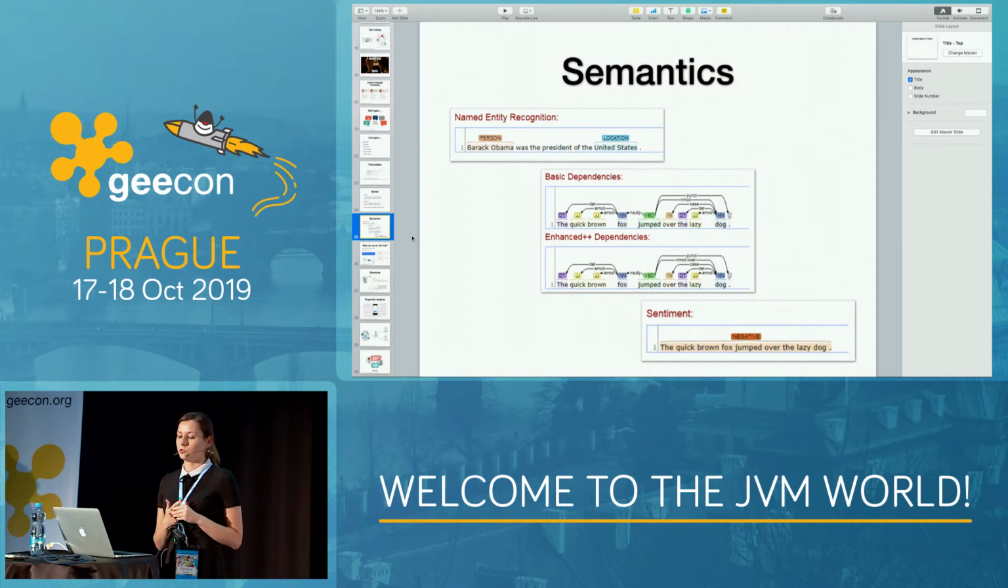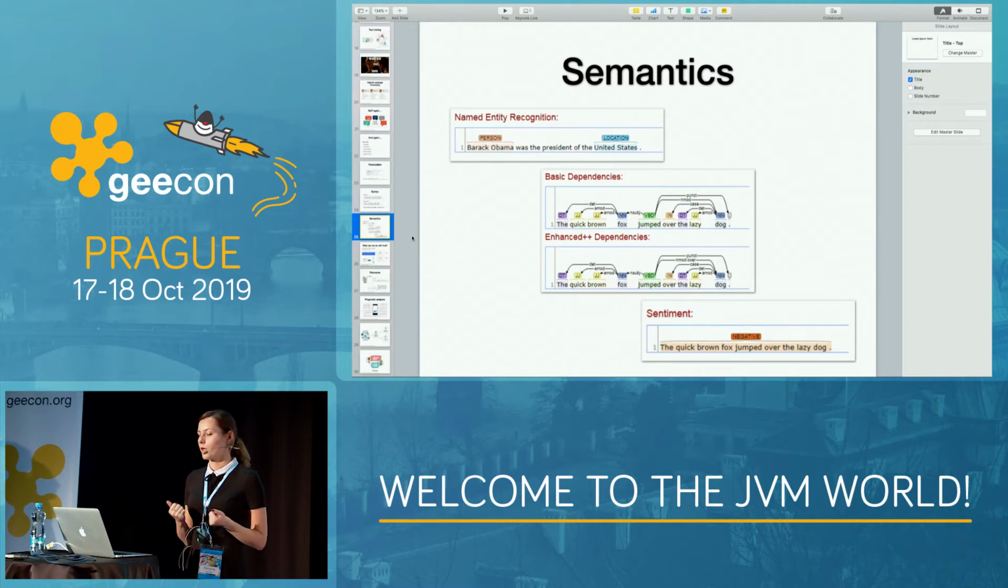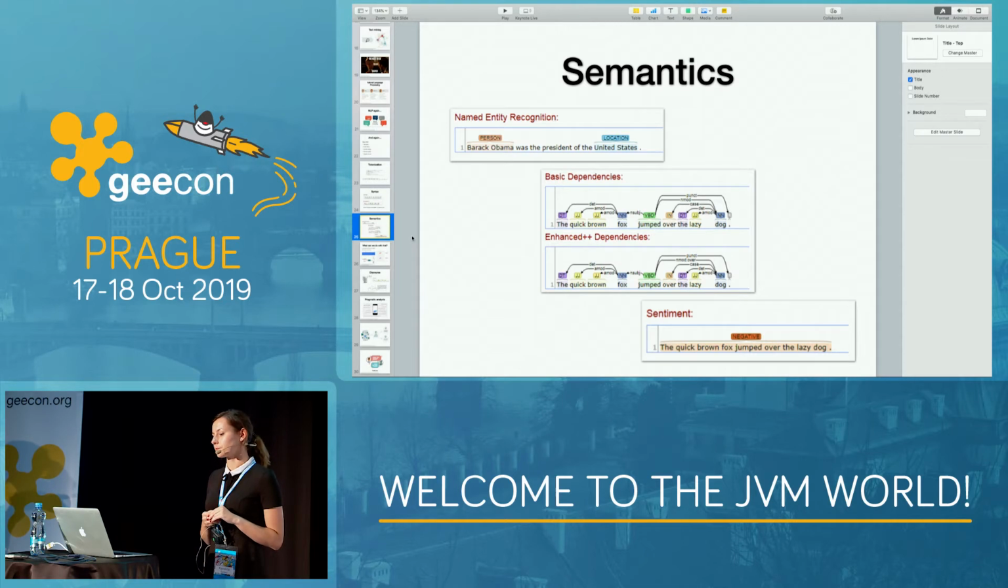Next, we want to know what the basic dependencies between words are. So in the sentence, the quick brown fox jumped over the lazy dog, we want to know that fox is quick and fox is brown. And those words, quick and brown, do not apply to any other word in the sentence.